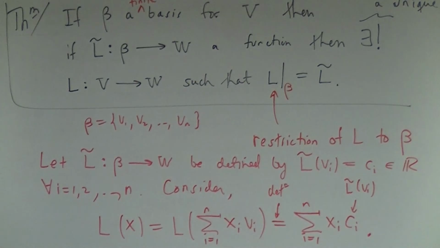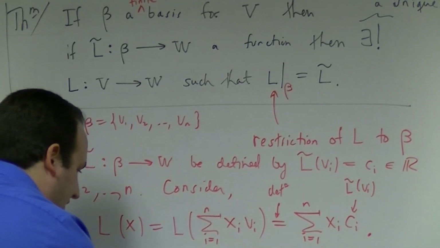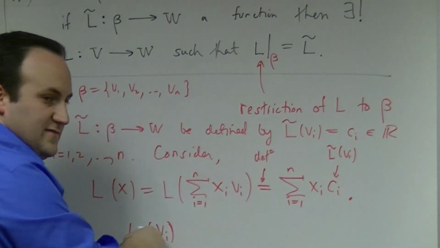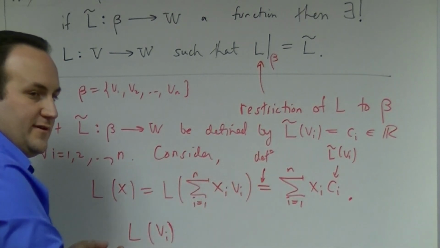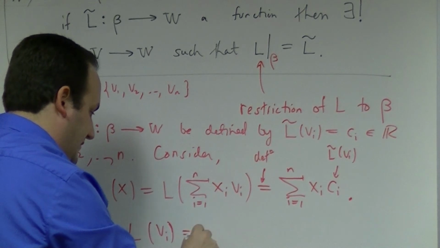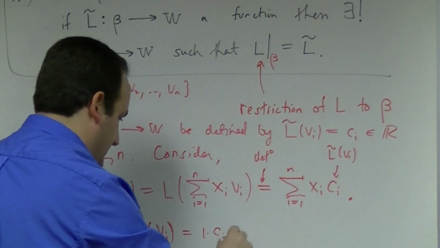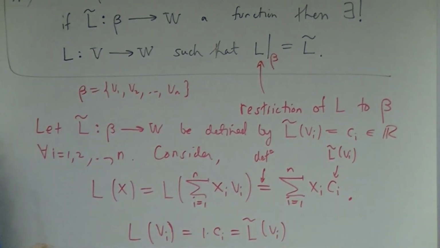Okay. So in particular, if you look at L of just vi, then what are the coordinates of vi? Everything is 0 except for the ith one, right? So this just becomes 1 times ci, which is what? L tilde of vi, which goes to show you that L and L tilde agree on the basis, since i was arbitrary.